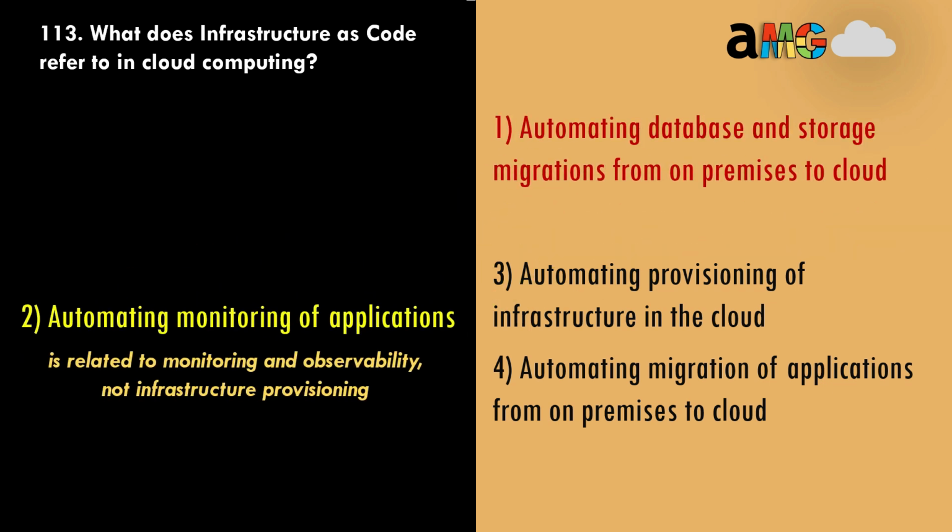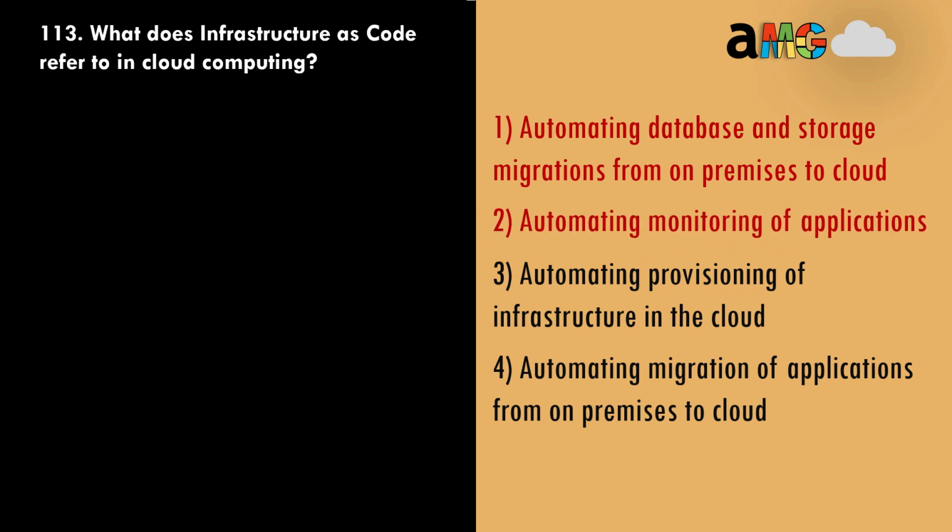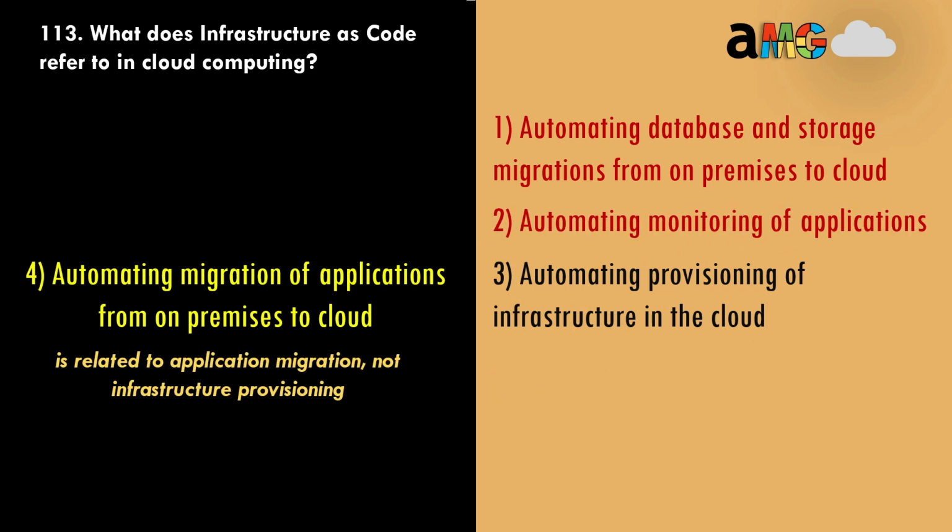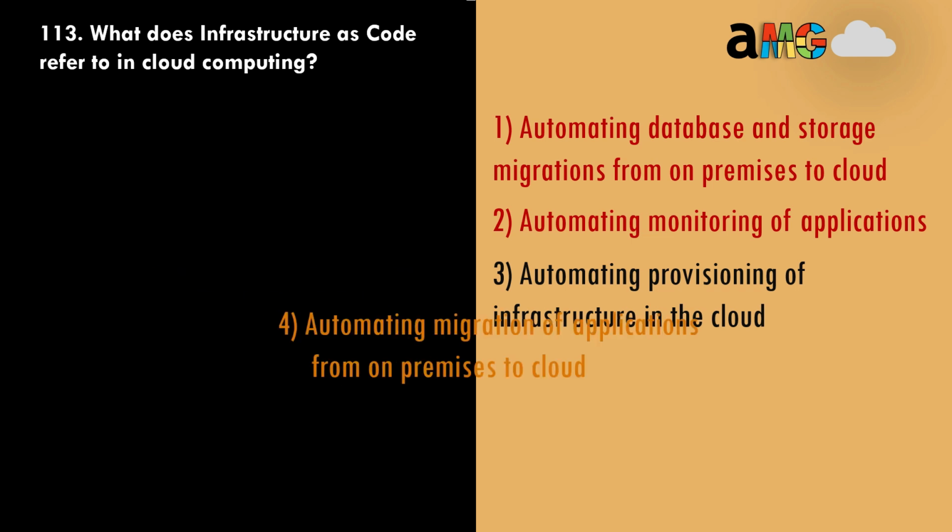Option 2, automating monitoring of applications is related to monitoring and observability, not infrastructure provisioning, right? So this is the wrong answer. Option 4, automating migration of applications from on-premises to cloud is related to application migration, not infrastructure provisioning, right? So this is also the wrong answer.